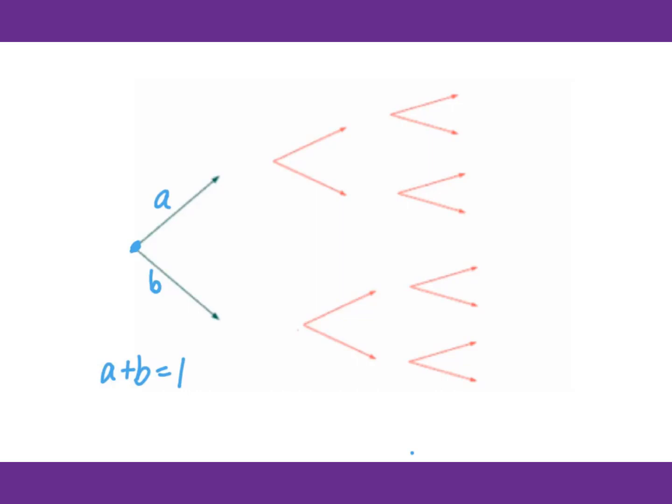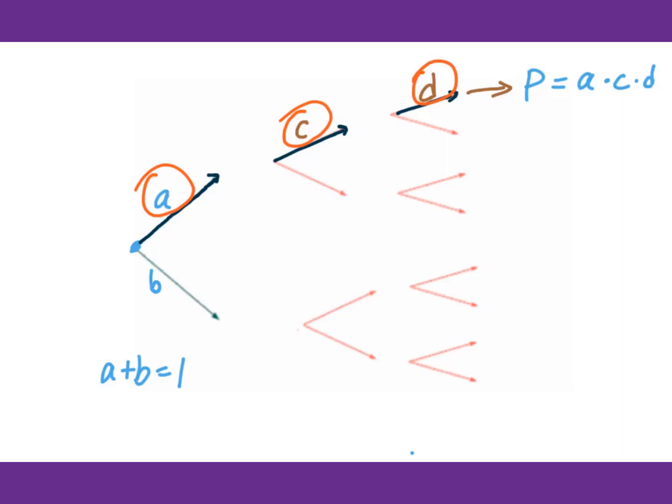For compound event, for example, CD, and this one will be the compound event from this. Here's 1, 2, 3. These 3 events form a compound event. The probability will be A times C times D. You just multiply A times C times D. If I have this E, then C plus E equals to 1.